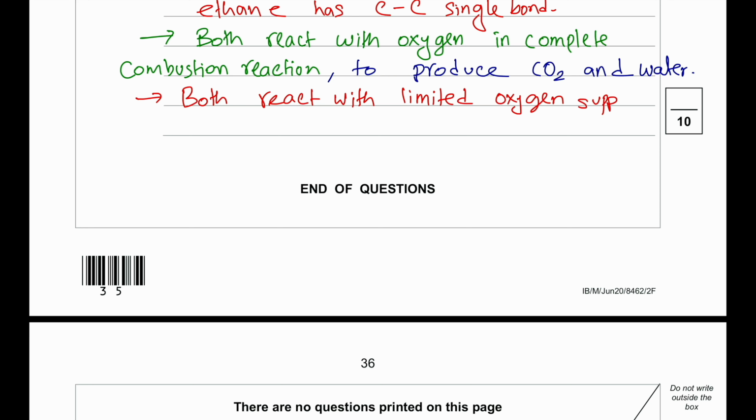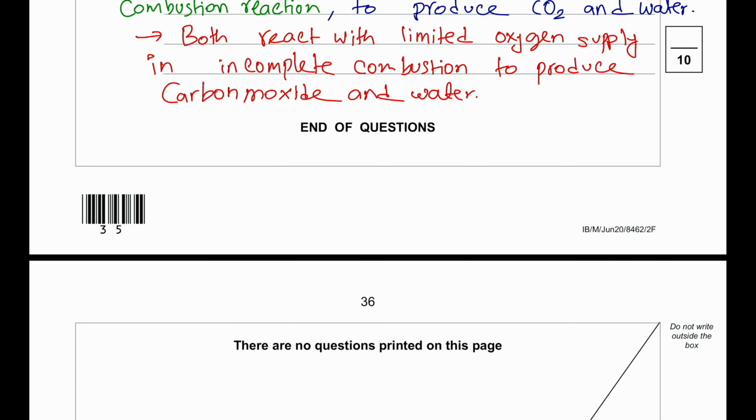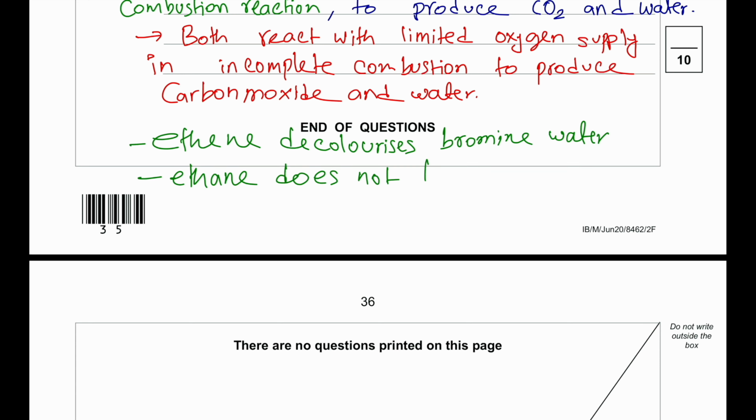Ethene can react with hydrogen to produce ethane. Ethene can react with water to produce ethanol. Ethene can react with halogens to produce halogenoalkanes. Ethene can undergo addition reaction. Ethene can polymerize to produce polyethylene. All of these are valid answers. Since we only have to write 6 marking points, it is better to write 3 structure and bonding points and 3 points for reaction.